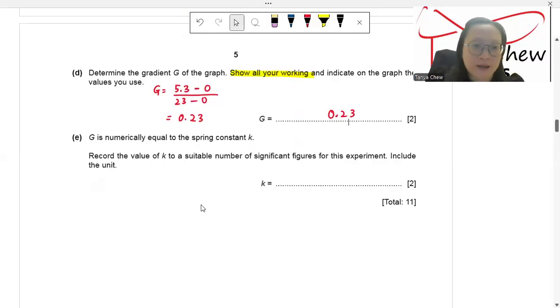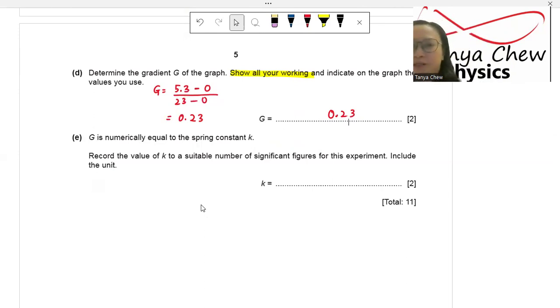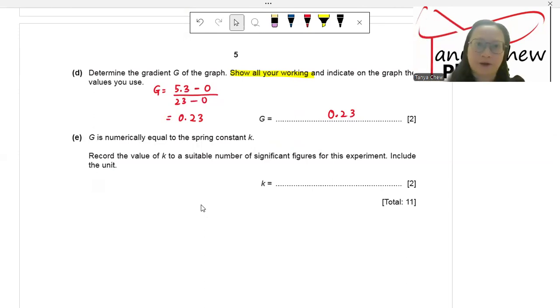Record the value of K to a suitable number of significant figures for this experiment. Include the unit. For gradient, on the other hand, you need not include the unit, because gradient is just y-axis divided by x-axis. It's just a number, right? Actually, from math, right? But since this gradient represents spring constant, which is one of the physical quantities, you have to put in the unit. Without the unit, you will lose 1 mark. So you have to remember that. When the question asks you to include the unit, just include it, right?